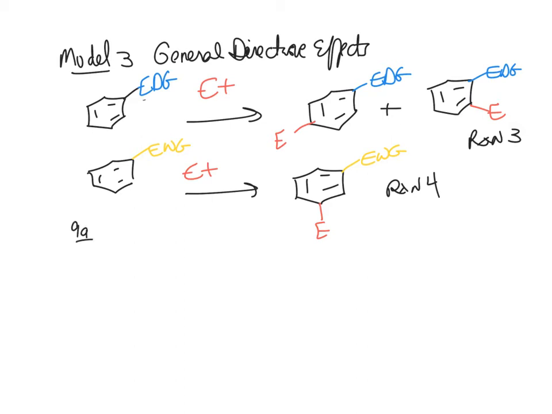9a. In reaction 3, what products are formed with electron donating groups? Did you write ortho and para? 9b. In reaction 4, what product is formed with electron withdrawing groups? This is meta. So meta is the 1, 3, 1, 2, 3. And ortho-para is ortho 1, 2. This is ortho. And then this is 1, 4. This is para.